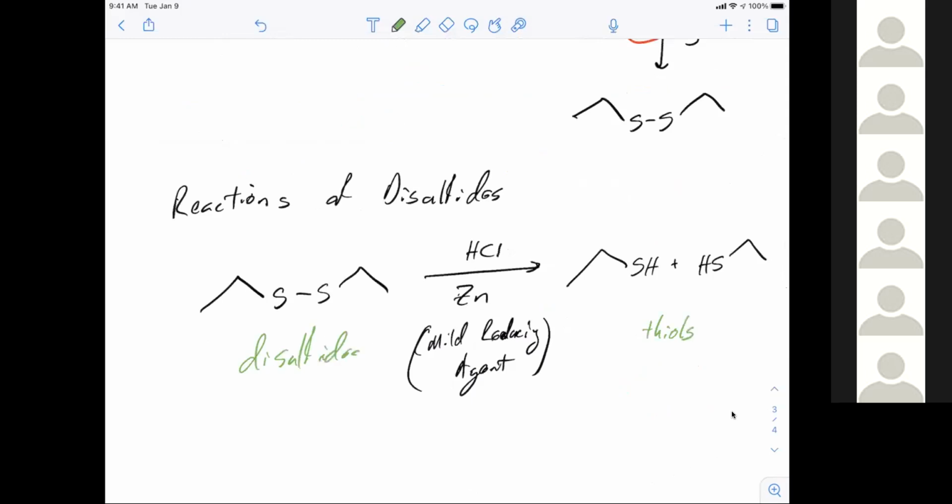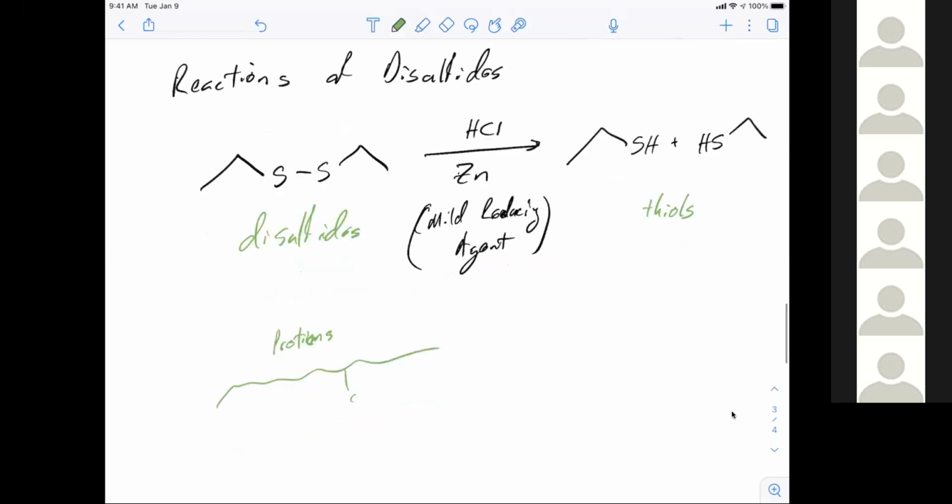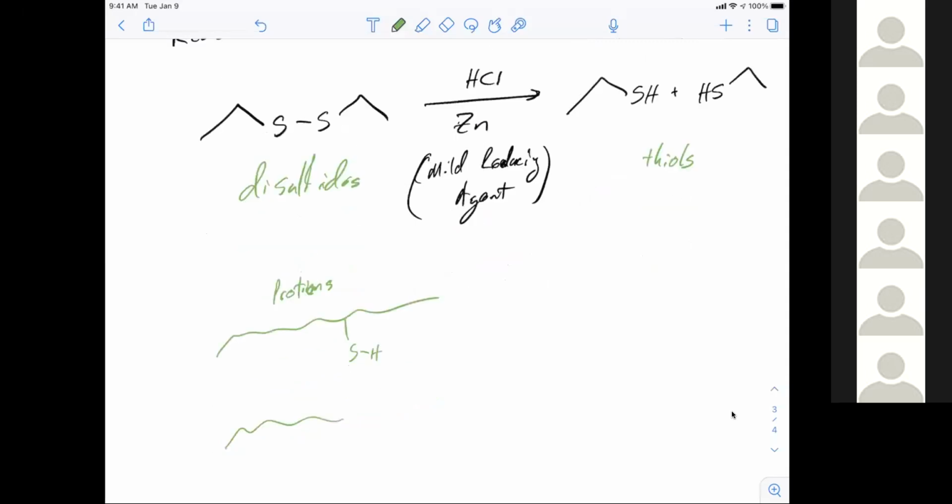Okay, it turns out that this one is important. If we think about proteins, there's a couple of amino acids that have thiol components on them, right? So those thiol components with a mild oxidant can then cross-link.